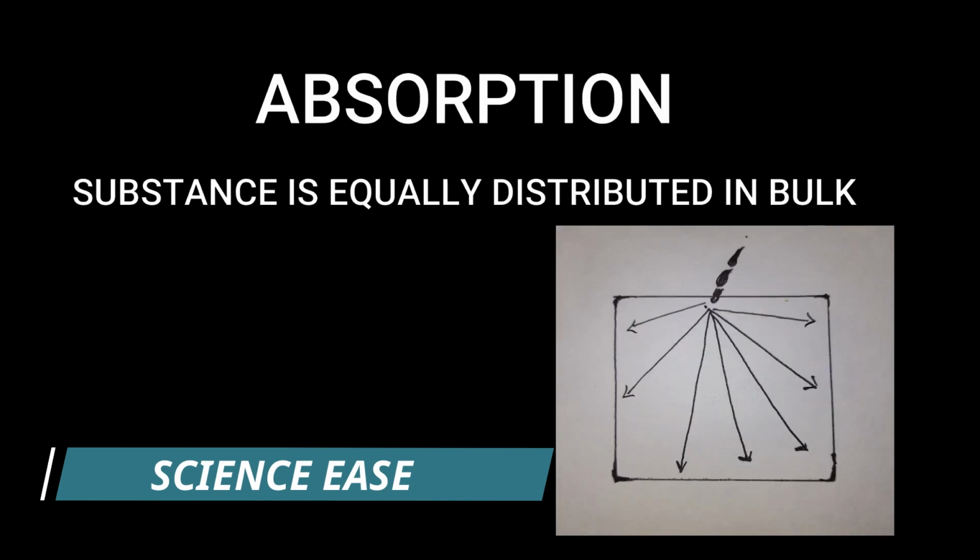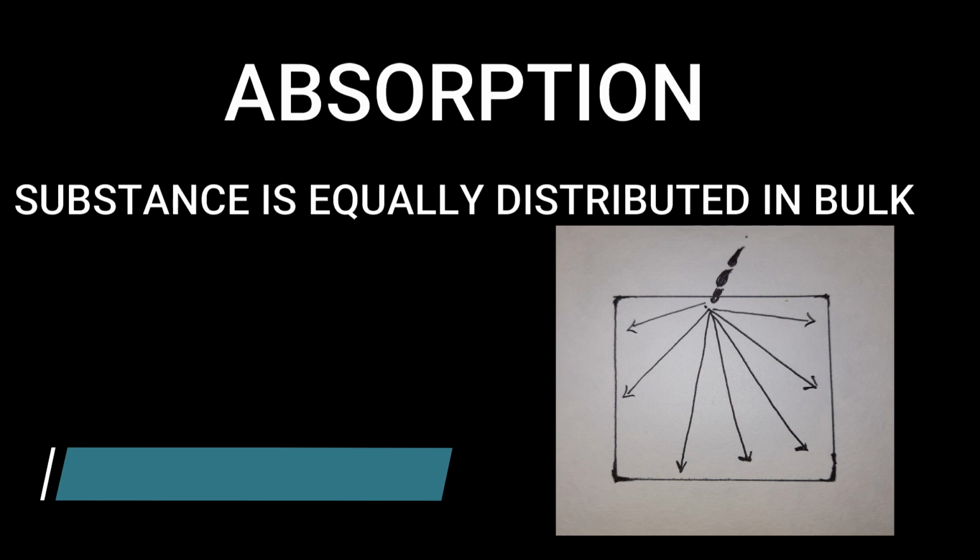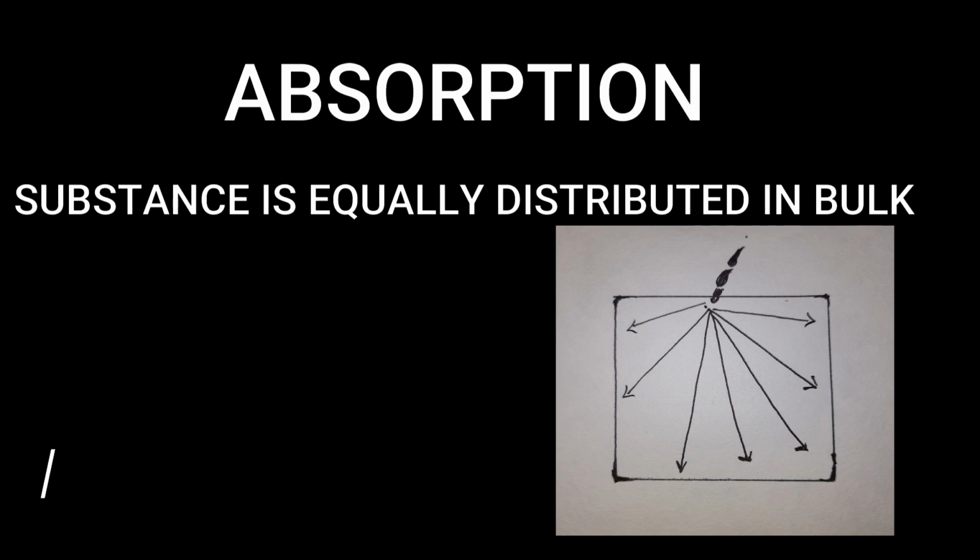Let me tell you what absorption is. In absorption, a substance is equally distributed in bulk. Very simple: if you put some drops of water on a piece of sponge, it goes inside the bulk, and we can say water is absorbed inside the sponge.